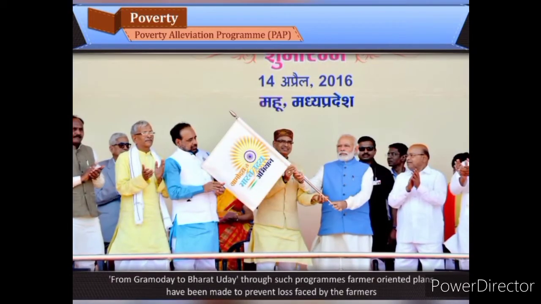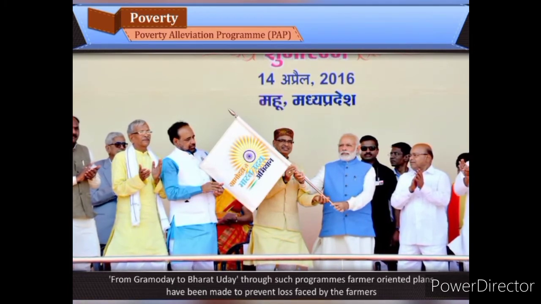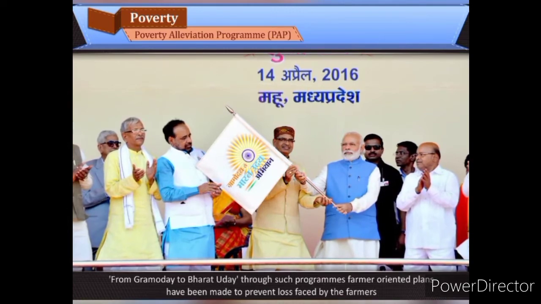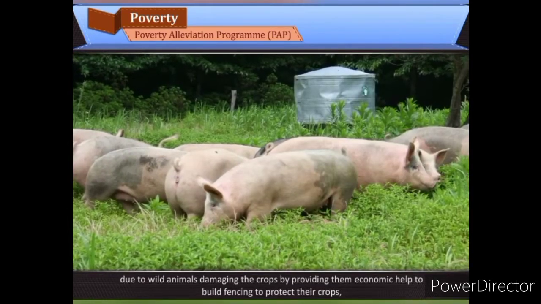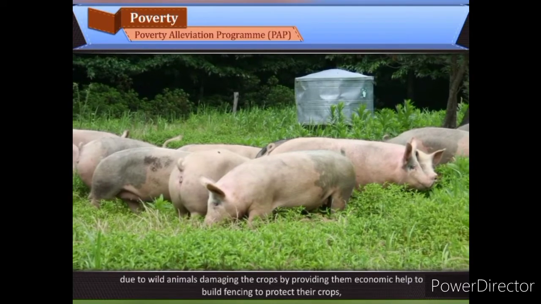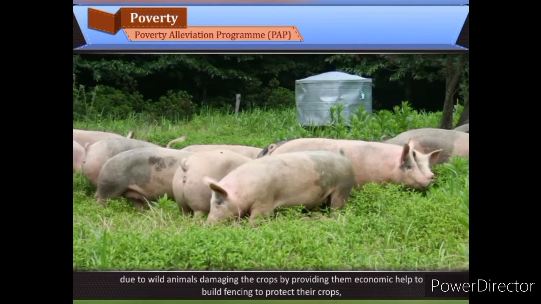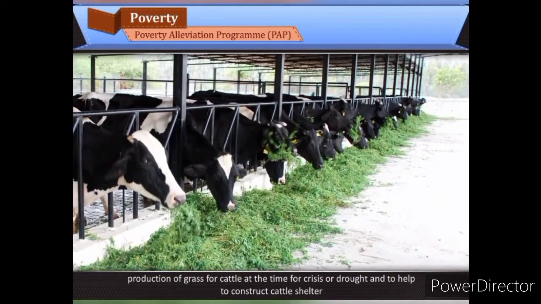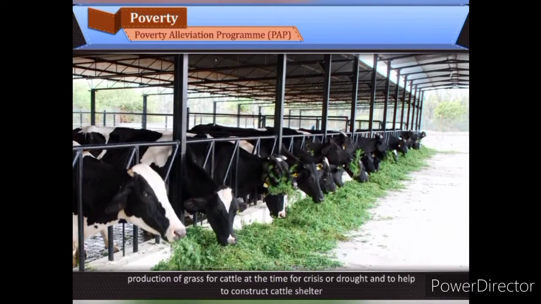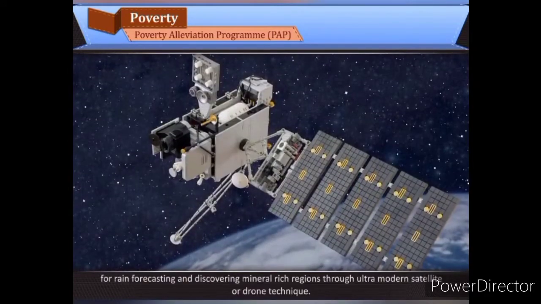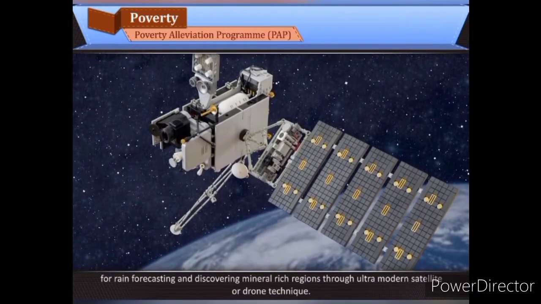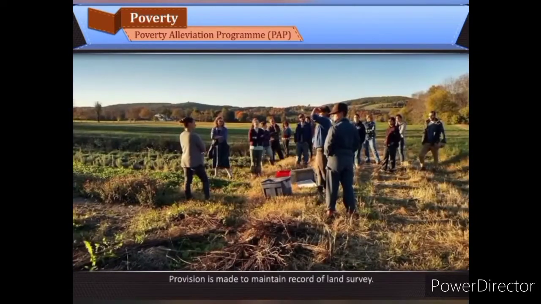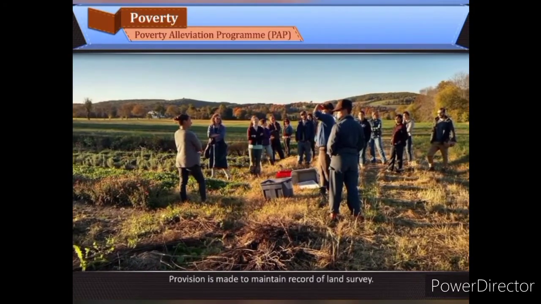From Gramoday to Bharat Uday. Through such programs, farmer-oriented plans have been made to prevent loss faced by farmers due to wild animals damaging the crops by providing them economic help to build fencing to protect their crops, production of grass for cattle at the time of crisis or drought, and help to construct cattle shelter. Provision is also made for rain forecasting and discovering mineral-rich regions through ultra-modern satellite or drone technique. Provision is made to maintain record of land survey.